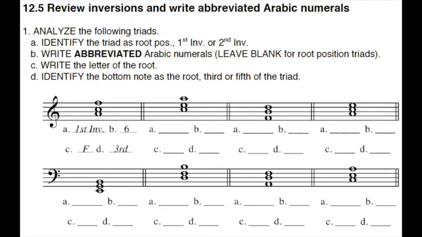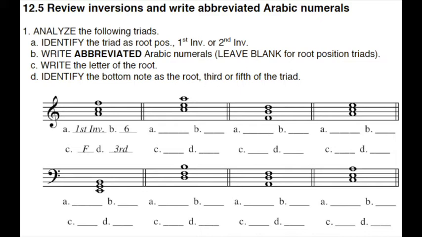We are on page 41. Review inversions and write abbreviated Arabic numerals. So number 1, analyze the following triads. A, identify the triads as root position, first inversion, or second inversion. B, write abbreviated Arabic numerals, leave blank for root position triads. C, write the letter of the root. D, identify the bottom note as the root, third or fifth of the triad.